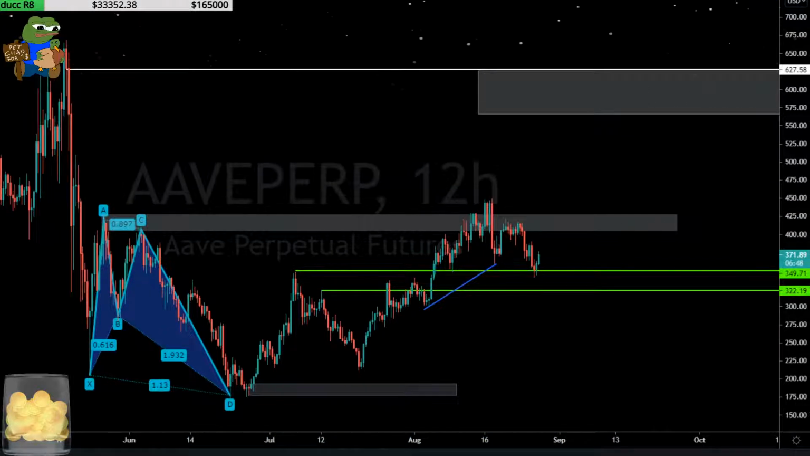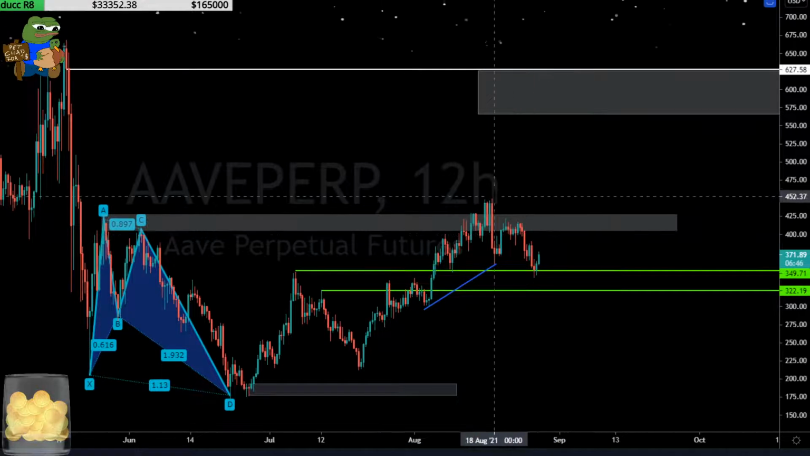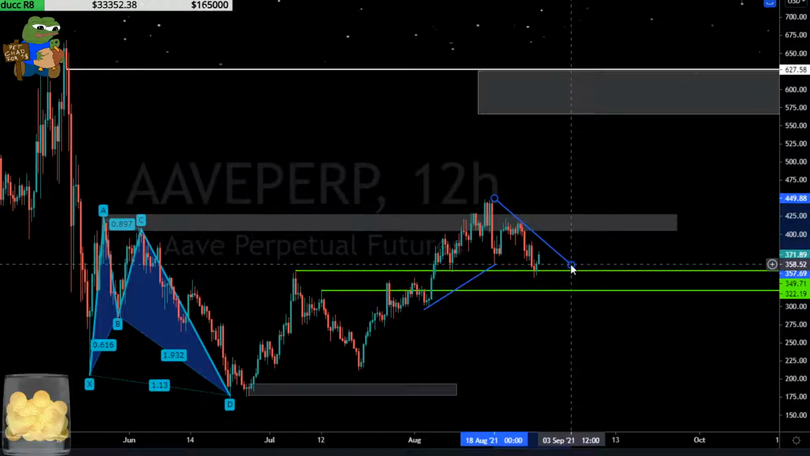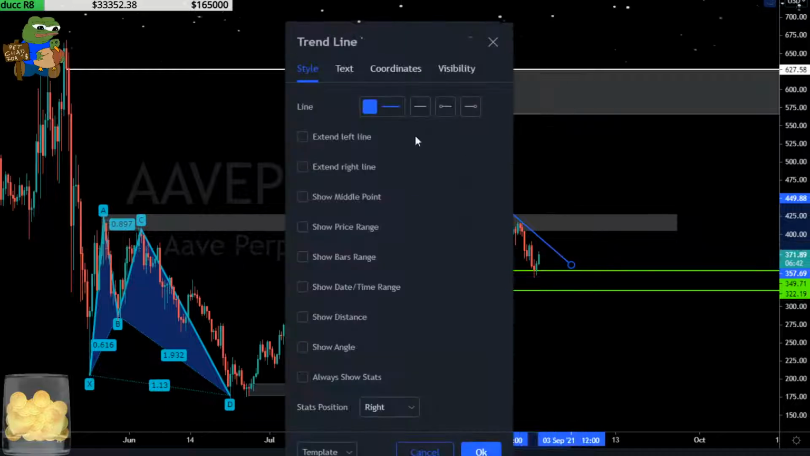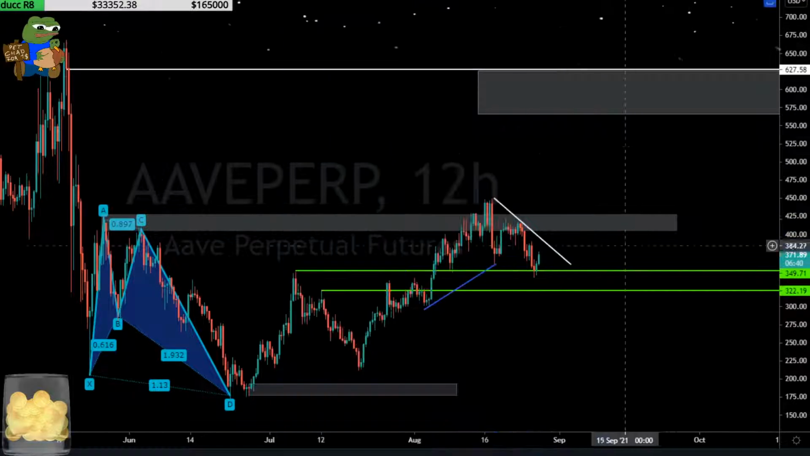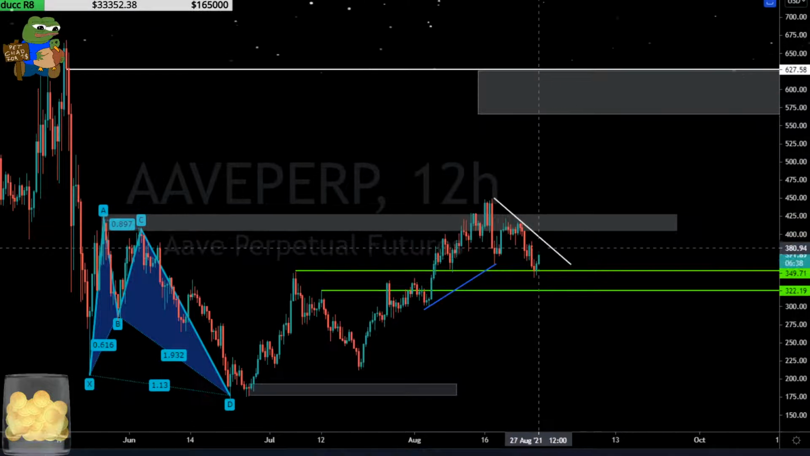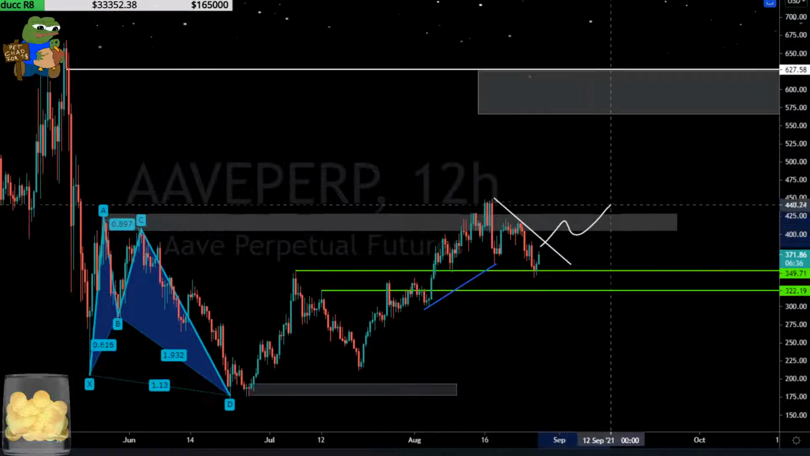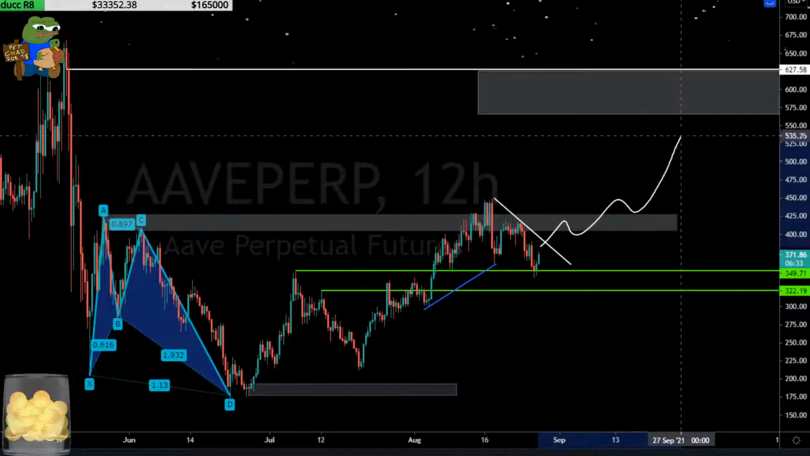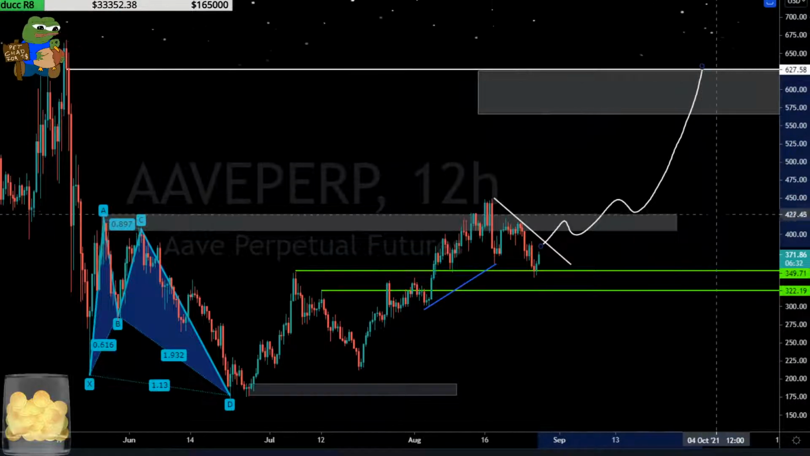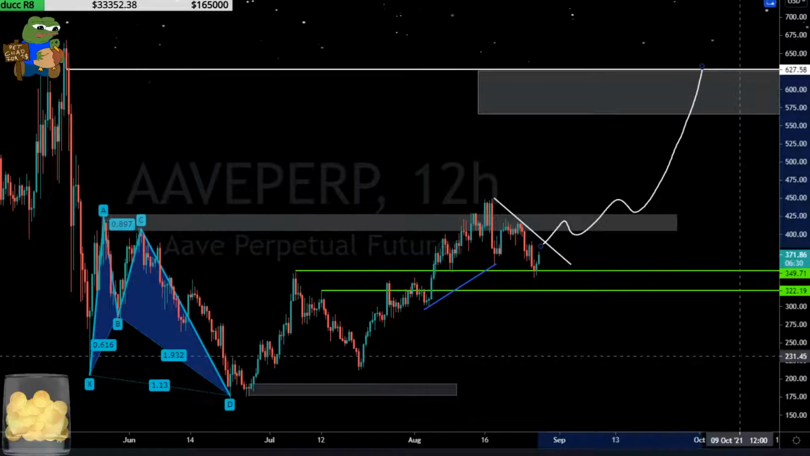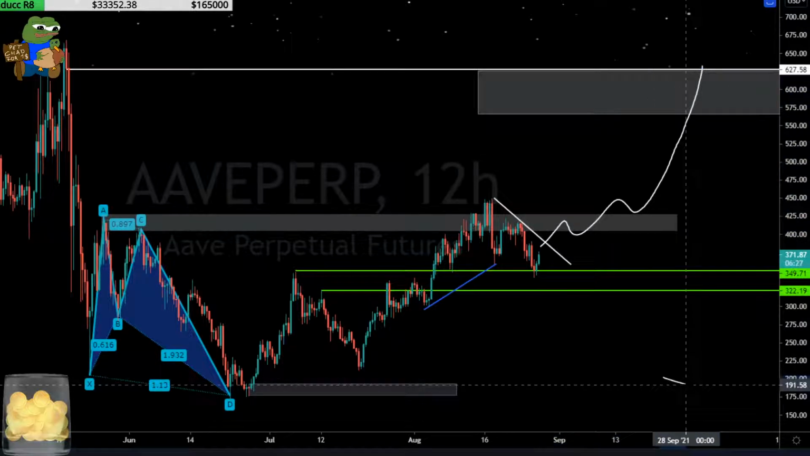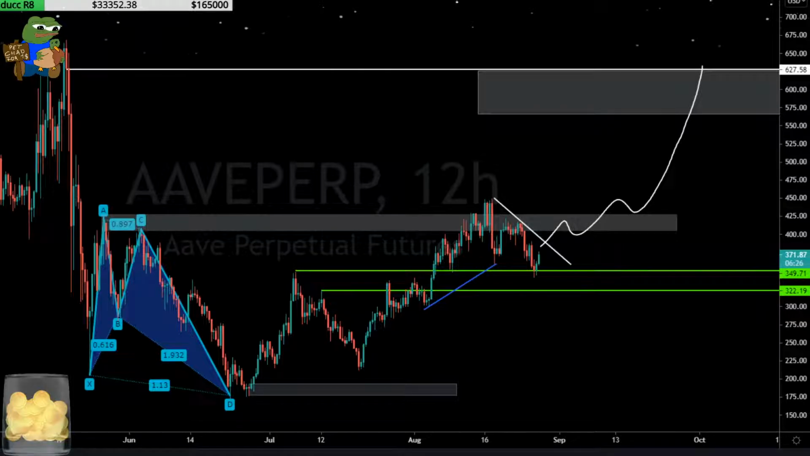So basically at this point, just like the others, you want to see a breakout here pretty soon. Breach, get up into this area, and then find your way to the highs, okay? So AVE could be up at, you know, $550 to $600 here in no time.